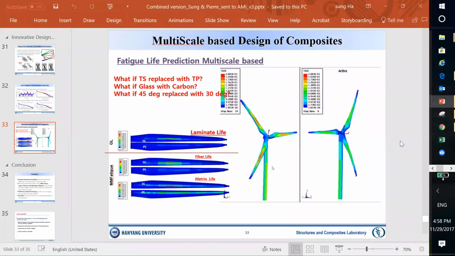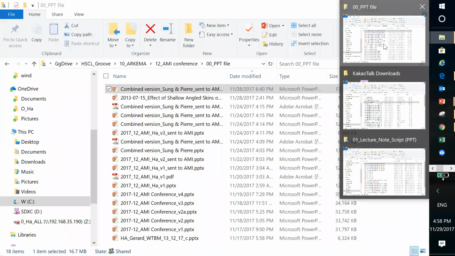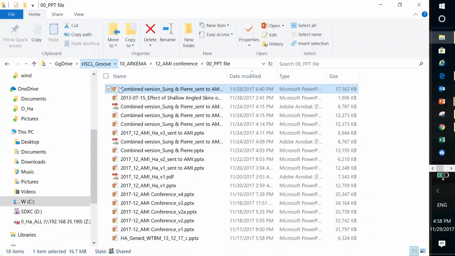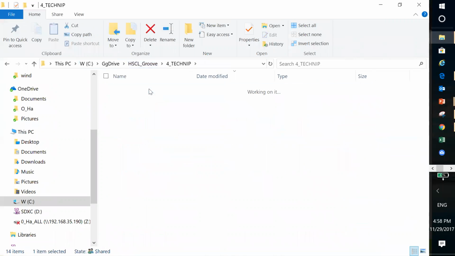Okay, well, so airplane, wind turbine blade, and yacht is the one structures, the one you can design. And another one, let's say, let's pick this.